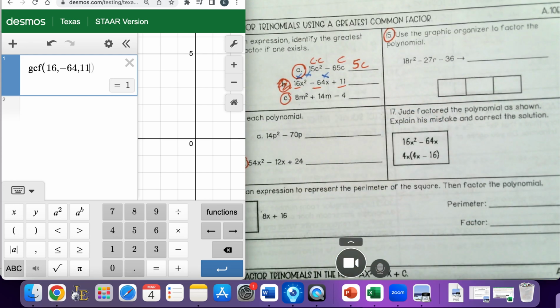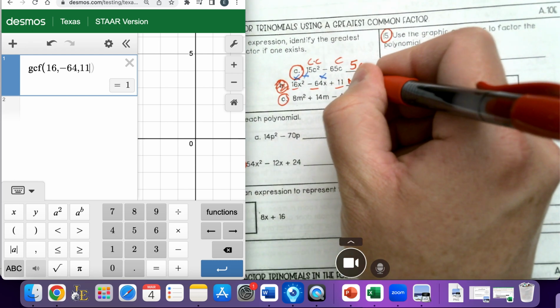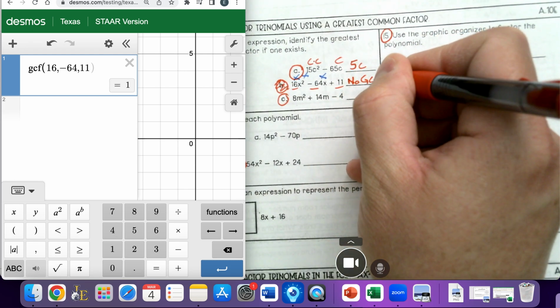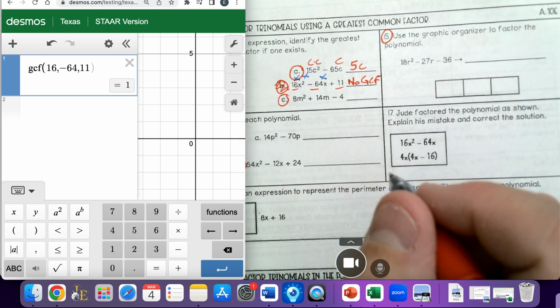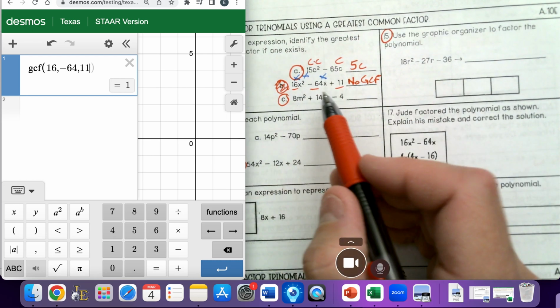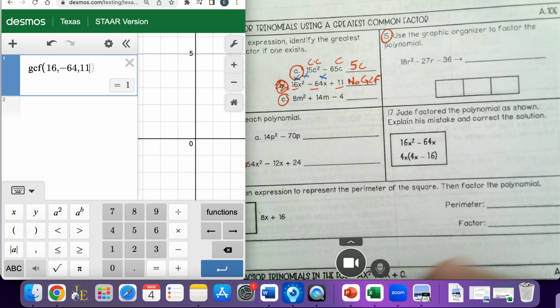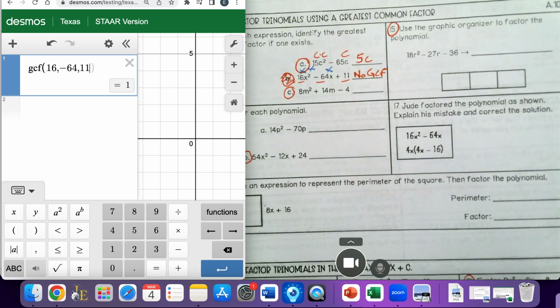And so there's just no greatest common factor, which is why I did this one, because you can't factor anything on that one. And so you would have to go from here using the methods we're going to use down here on the bottom on 19 through 23 to factor any further on this.